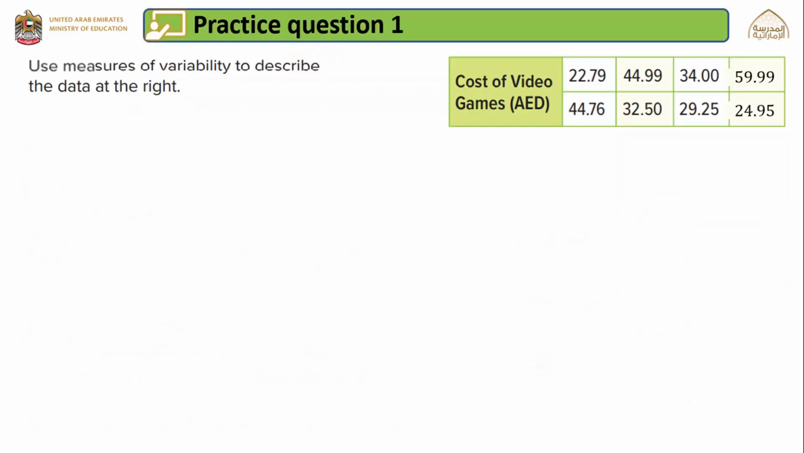Practice question 1. Use measures of variability to describe the data at the right. Please pause the video and try it on your own.